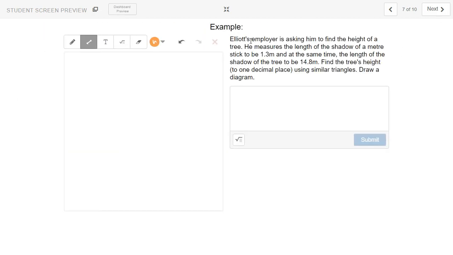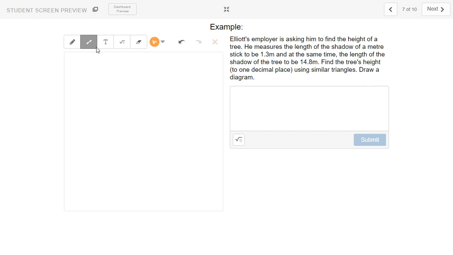Next example. Elliot's employer is asking him to find the height of a tree. He measures the length of the shadow of a meter stick to be 1.3 meters, and at the same time, the length of the shadow of the tree is 14.8 meters. Find the tree's height to one decimal place using similar triangles.